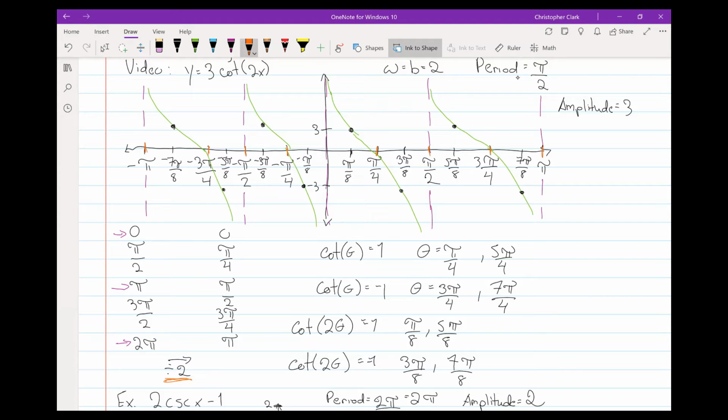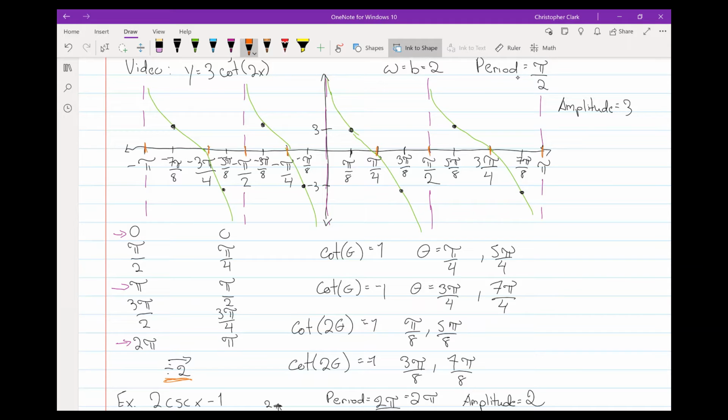Okay, so now we just graph it normally. The amplitude is not negative, so it means it's not flipped. We know the shape of cotangent: it opens up to the left, positive to the left, and then negative to the right. And so we graph it here in green.